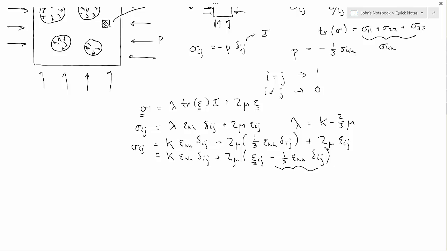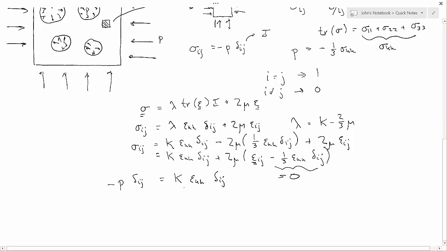But what we're interested in writing down this equation for is this scenario, which has no shear. Right? So in that case, this whole thing is equal to zero. And I'm left with a definition for strain on the right in terms of pressure, on the left in terms of pressure. So I have minus P sigma ij is equal to K sigma KK sigma ij. Those guys cancel. And I can write my volumetric strain in terms of my pressure now in the bulk modulus.